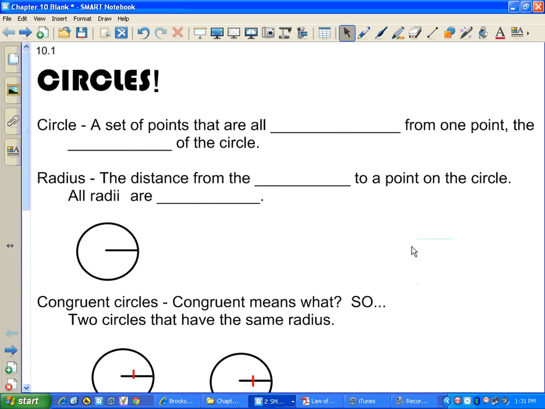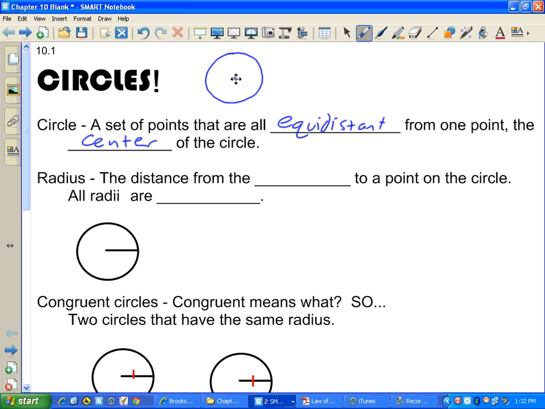All right, chapter 10 is all about circles, so we're just going to cover the real basics here. A circle is a set of all points that are equidistant from one point. That point that they're all equidistant from is called the center of the circle. So if we've got a circle, we start with a point, and then we plot all the points that are the same distance away from that one point, and that creates a circle.